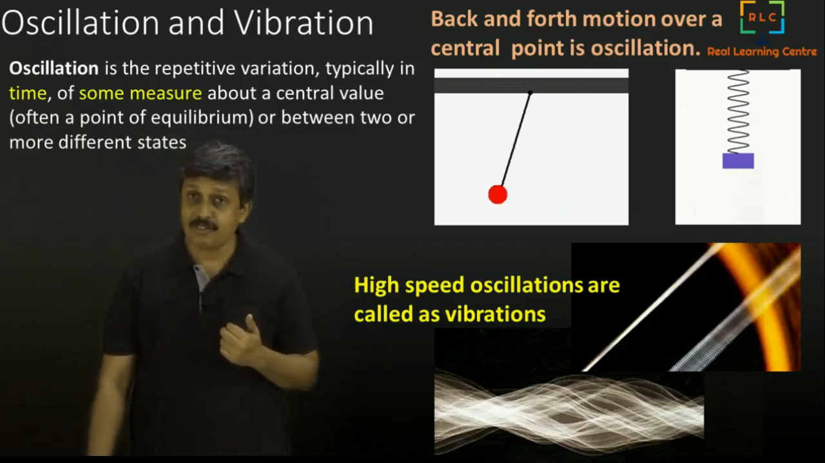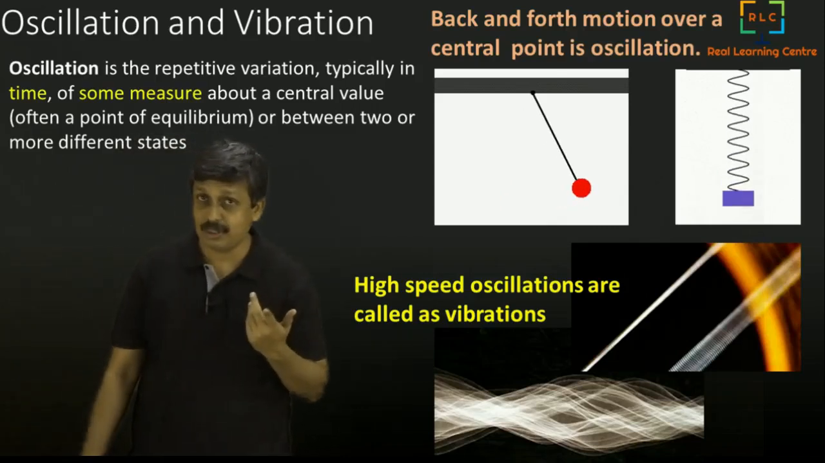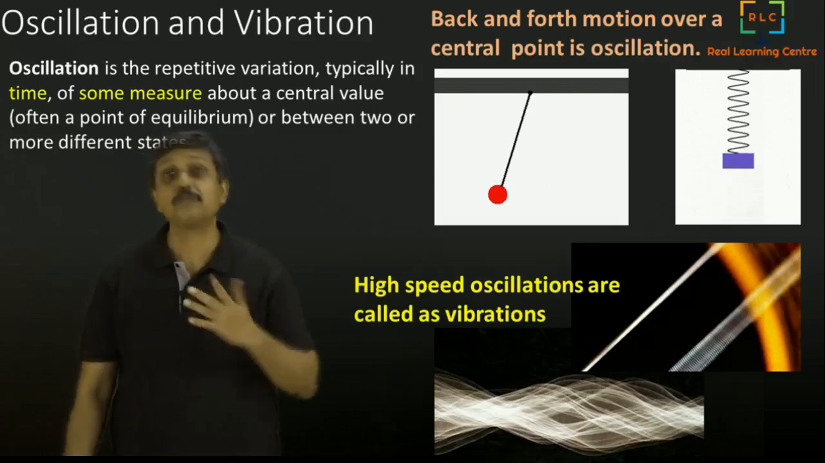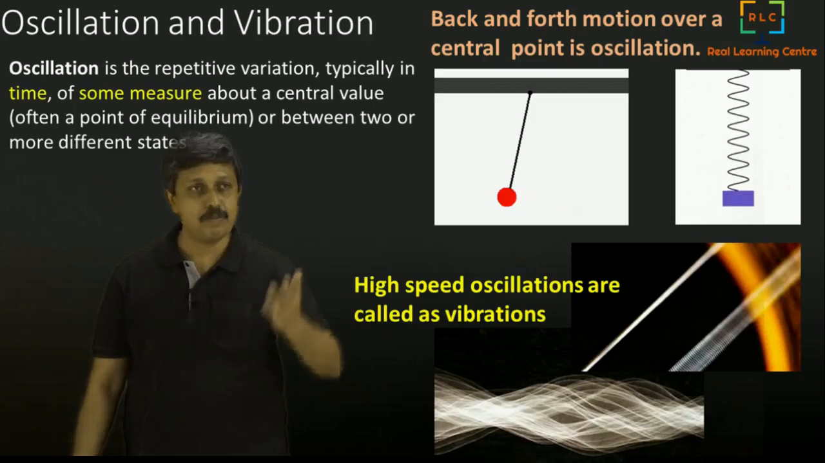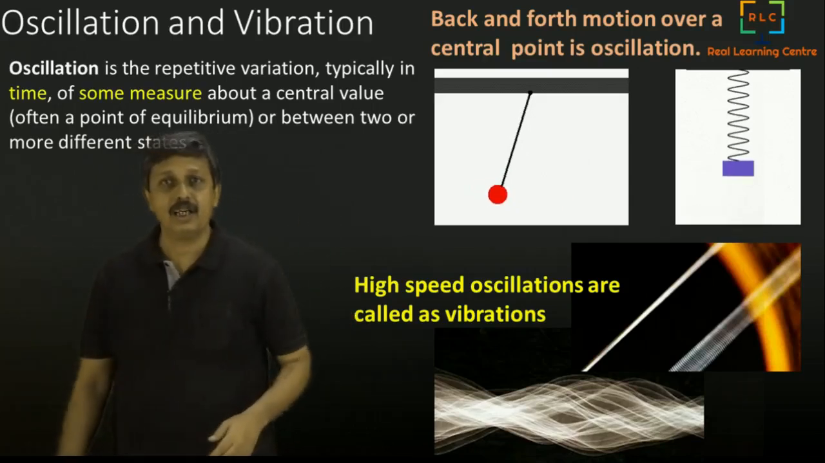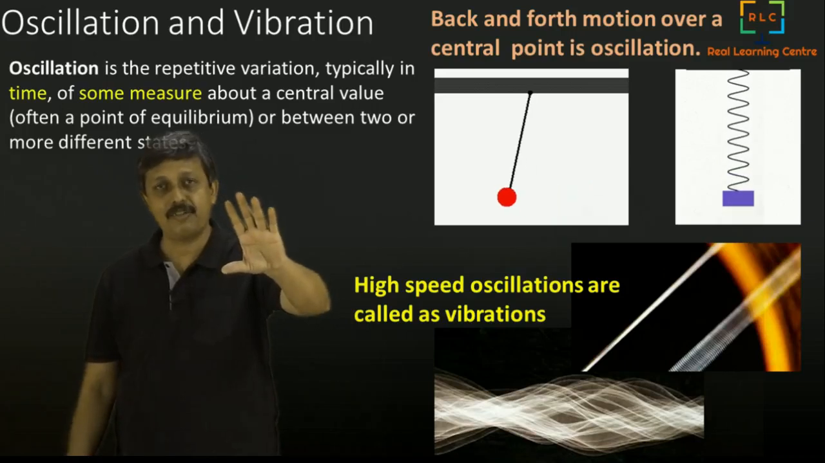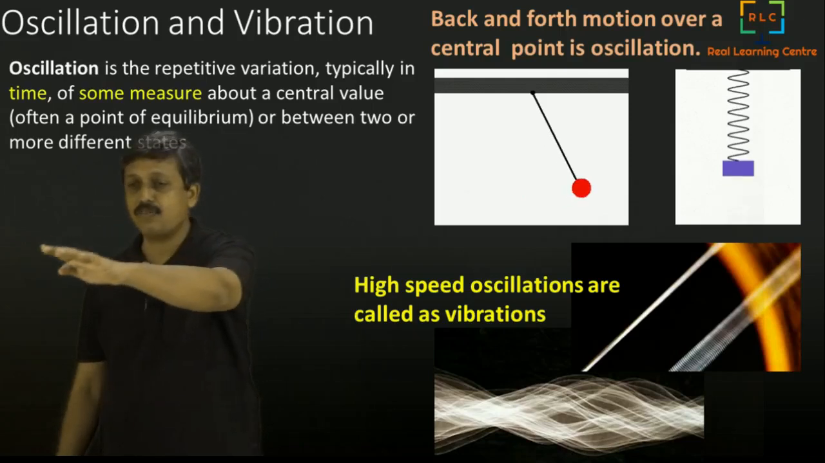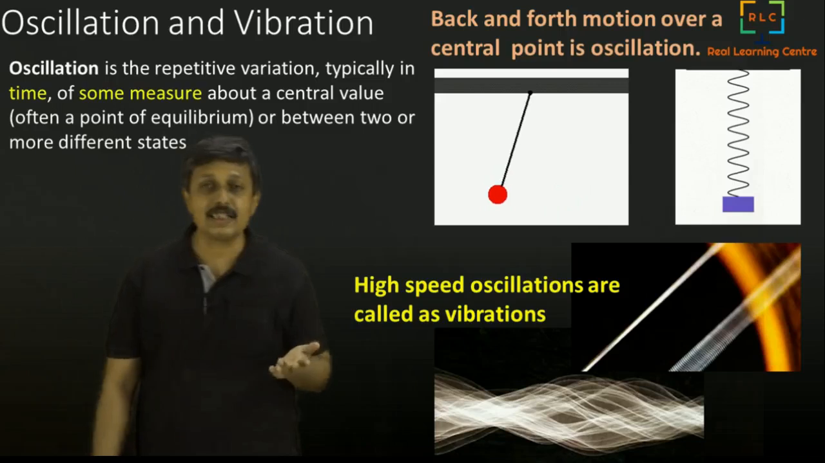However, it is written as typically in time. What is the meaning of that? That means it is not always. Sometimes it could be in terms of space or something else. For example, assume that there are people standing. When they are standing, one of them is, let us say, 6 foot height. The next guy is 5 foot. Next guy is 4. Next guy is 3. Again, next guy is 4. Next guy is 5. Like that they are standing.